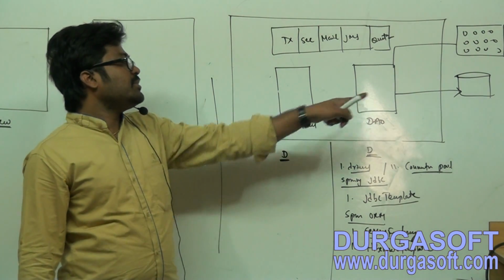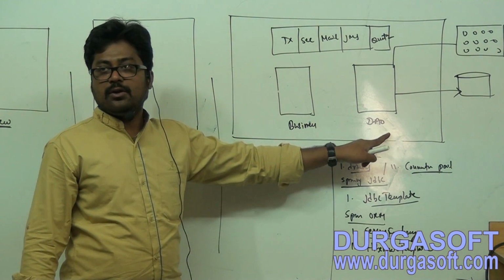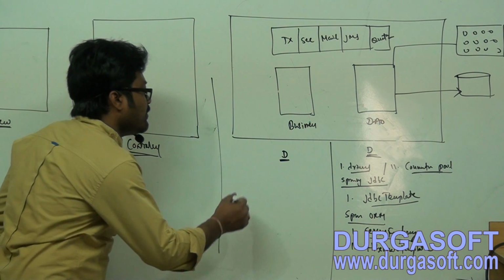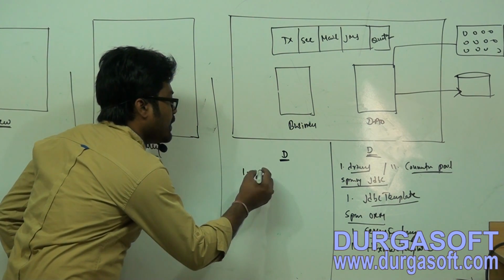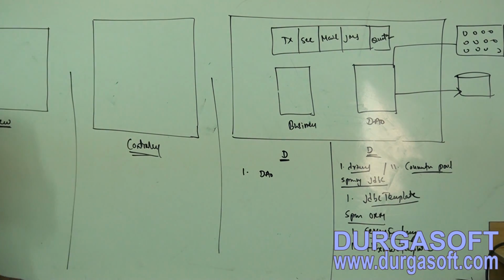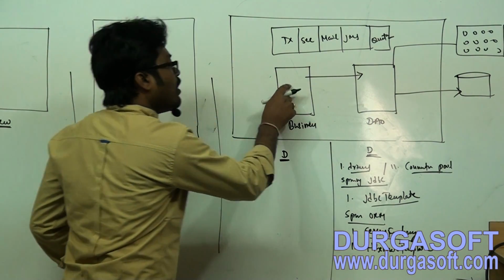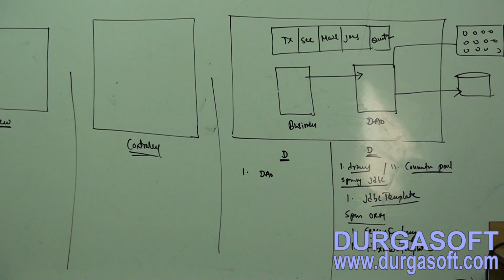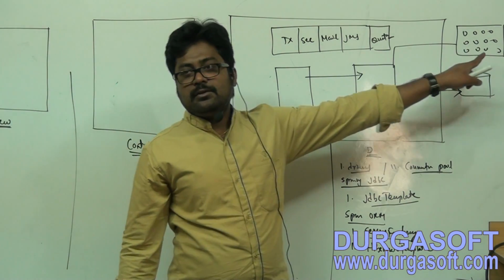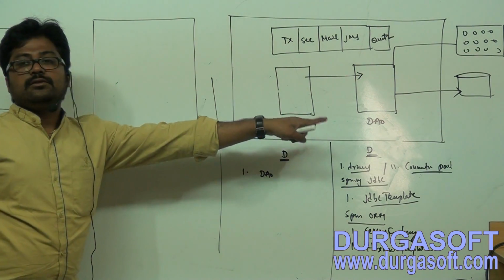To talk with the database, a business class needs to talk with a DAO class. So first, the business class has a main dependency, the DAO class. It needs to have a DAO object here to talk with the DAO class. To talk with the database, DAO requires a connection pool. To talk with the database, business requires a DAO class.